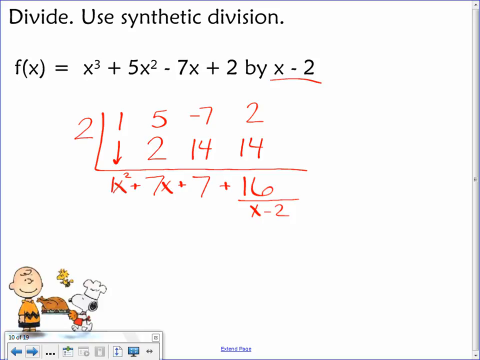I want to do the same problem again in long division so you can see where some of these numbers are coming from. Okay?